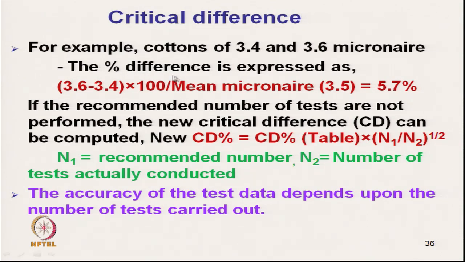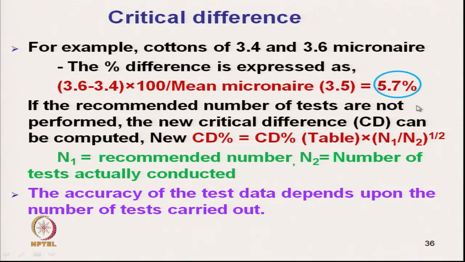The percent difference is expressed as 3.6 minus 3.4, that is the difference, divided by the mean and expressed in percentage. The mean is here 3.5, of 3.4 and 3.6. So, the difference is 5.6, but the tabulated value which we have seen earlier was 6%, which is less than that. So, that means we can tell this difference is natural, it is not due to other reasons, there is no statistical proof that the difference exists.